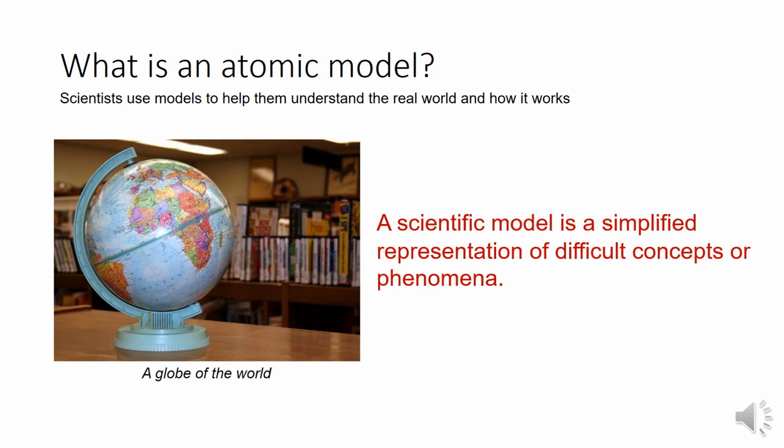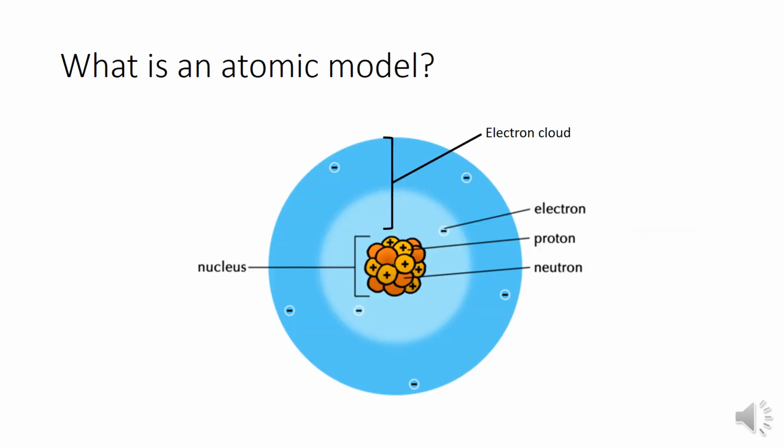So if I want to represent what an atom is, I need an atomic model. This is the atomic model. We actually have these particles, or subatomic particles, that represent the atom. The atom is actually made up of a nucleus, this is the nucleus inside, and an electron cloud around it.